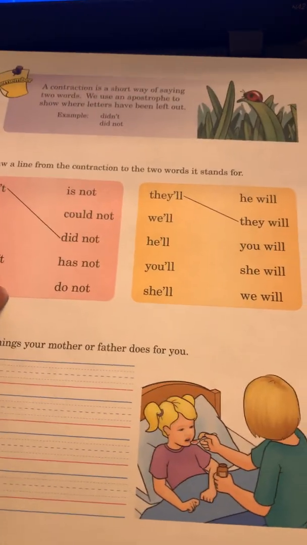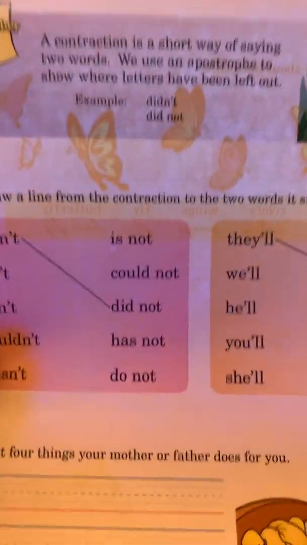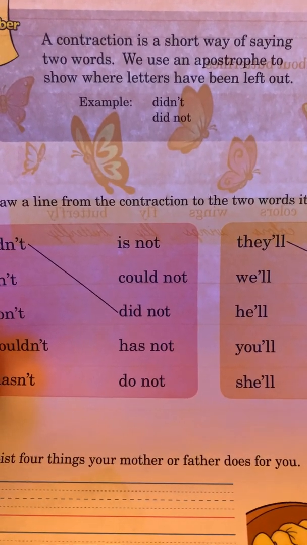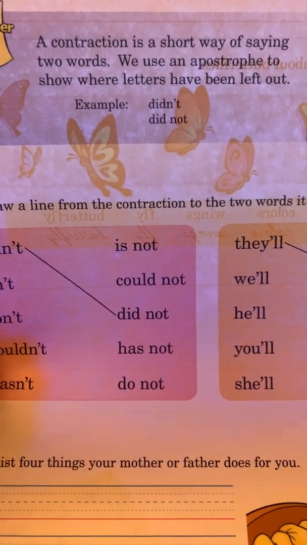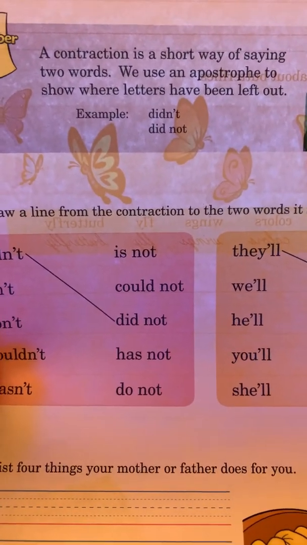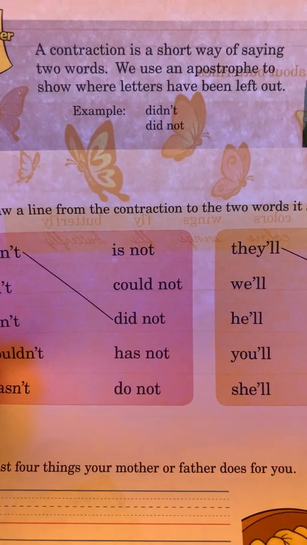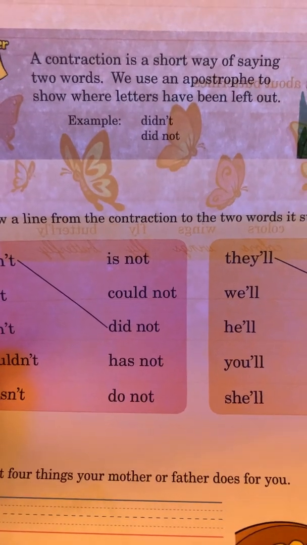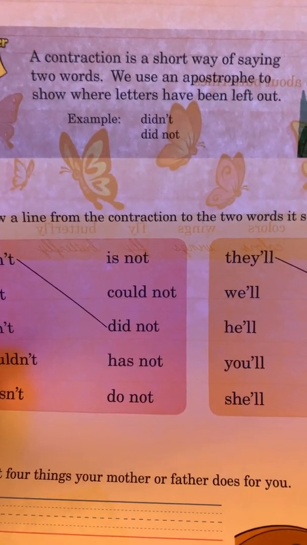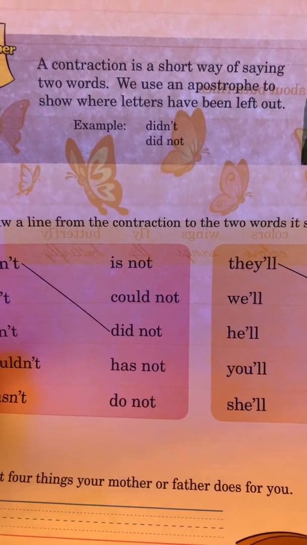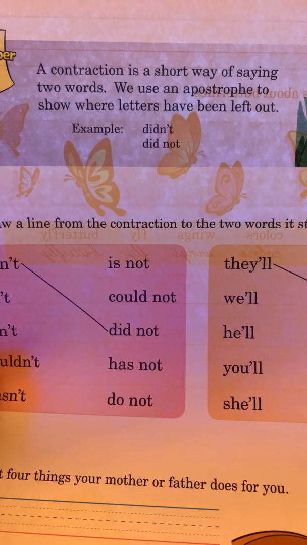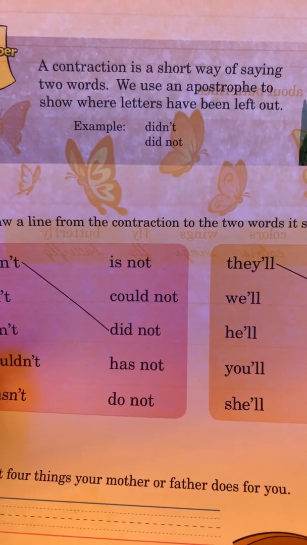On the back side, it says a contraction. All right, here's something new to talk about. A contraction is a short way of saying 2 words. We use an apostrophe to show where letters have been left out. So we have the contraction didn't. And in order to make didn't, we use the 2 words did and not. But do you see in the word didn't, there's the O missing? It's not D-I-D-N-O-T, it's D-I-D-N apostrophe T. Wherever you take the letter out, that is where you put your apostrophe.